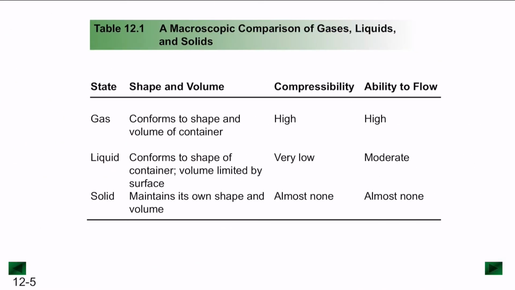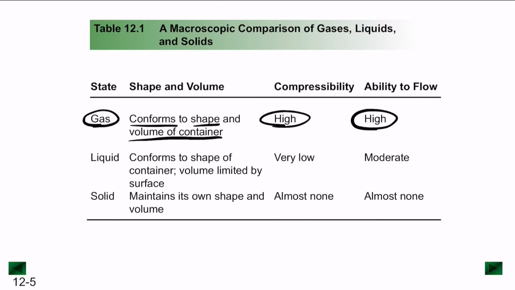Let's talk about a macroscopic comparison of all the states of matter. Let's start with the gas. First, the shape and volume. Gases in general conform to the shape and volume of the container, and they have really high compressibility and a really high ability to flow because of high compressibility.